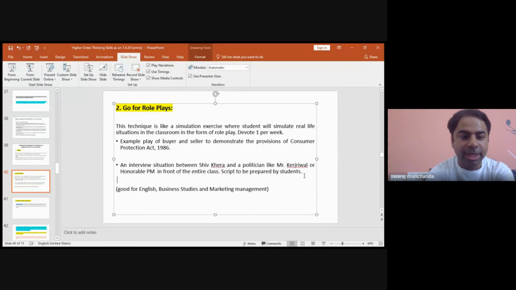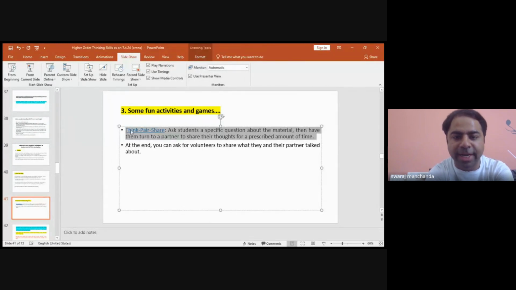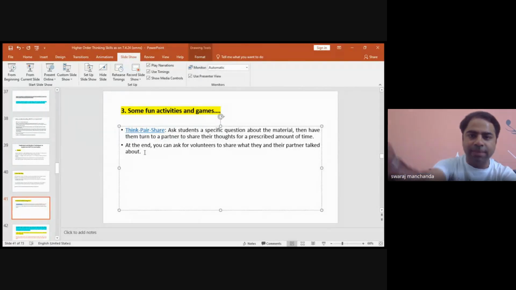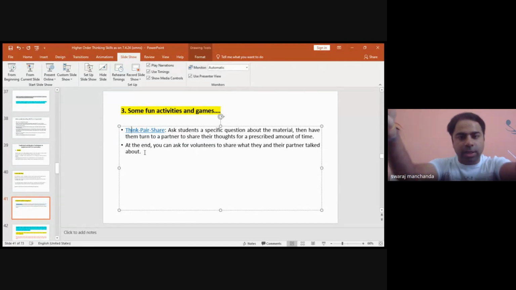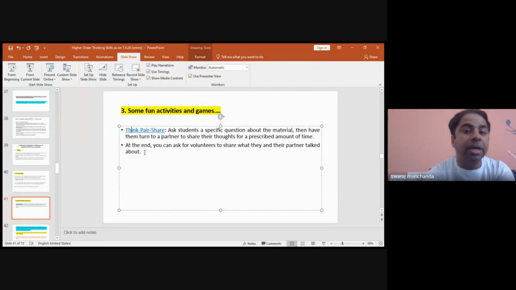Third strategy that you can employ, some fun activities. Think, pair, share. This is one of the fun activities. Just give them some notes. Ask them to make pairs with their friends or with other classmates. It would be advisable if they pair with some other classmate, not with their friend. Then you can simply make pairs according to roll numbers. Ask them to write about this topic, whatever questions and whatever views come into their mind related to this topic. This is again related to English, pol science, social science, business studies. You can use this technique.